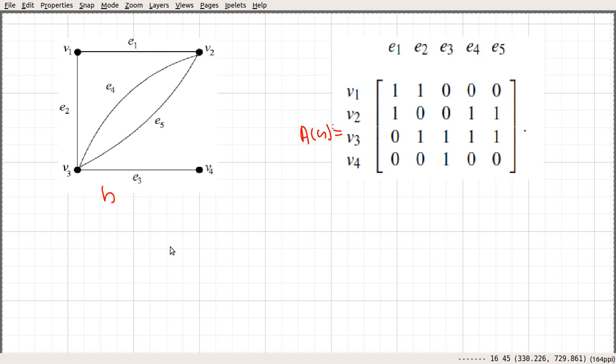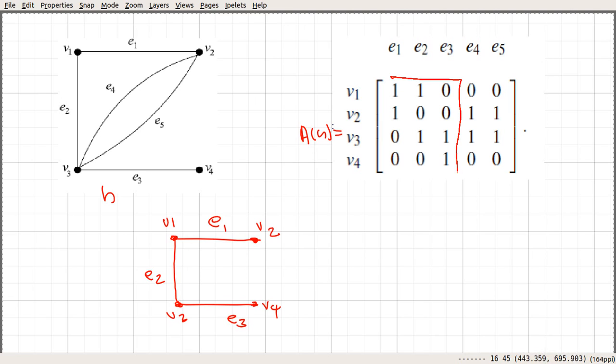That spanning tree contains all the vertices by definition, and in this case 3 edges. So let's consider this spanning tree: E1, E2, E3. Here we are considering this submatrix. This is V2, V1, V3, V4. So let's consider E1, E2, E3.